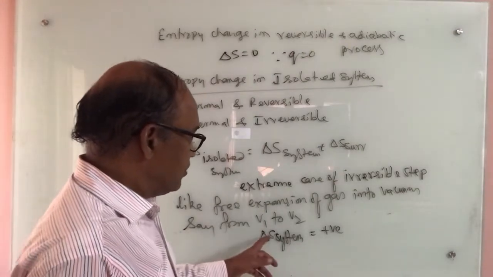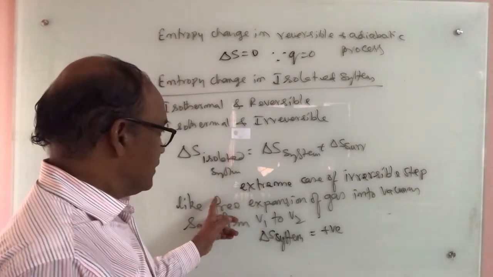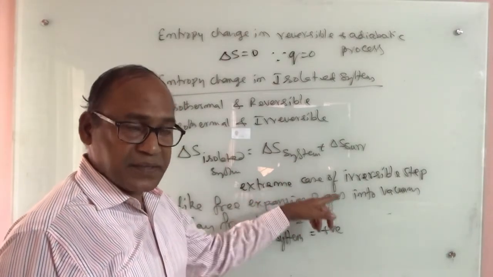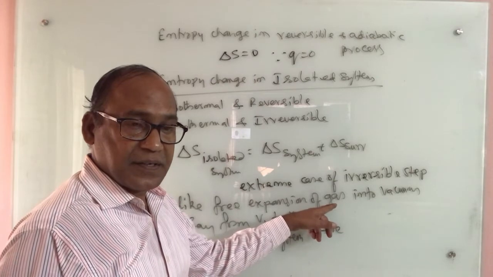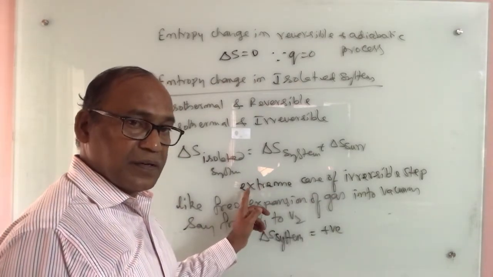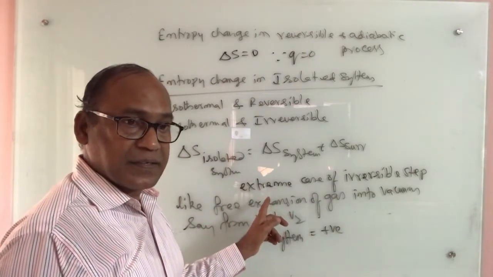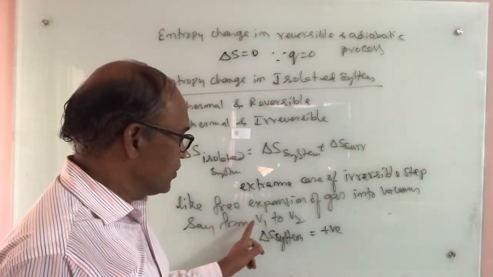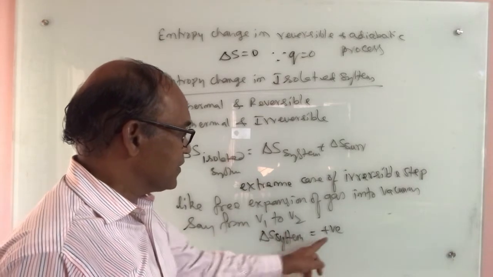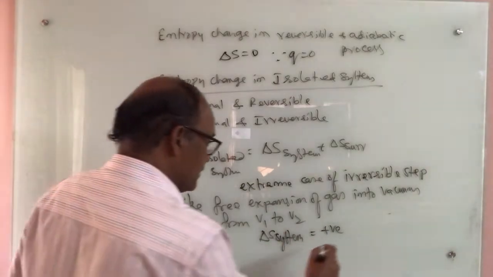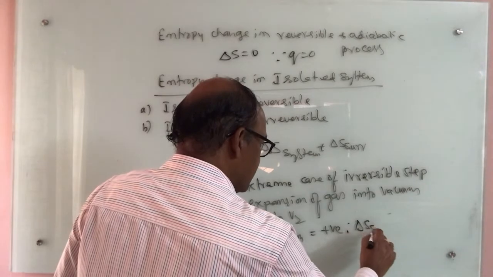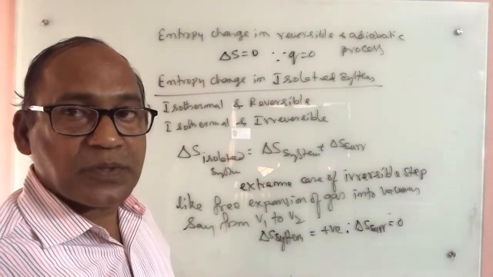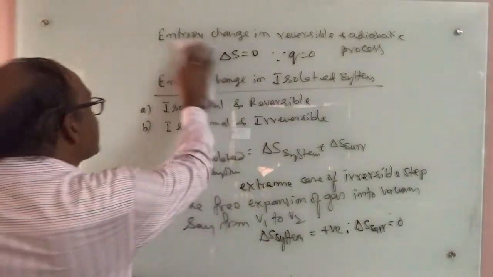And moreover, it is a state function: from V1 to V2, one state to another state. From V2 to V1, whatever the manner we conduct, the original state is reached, delta S is 0. Taking that into consideration, delta S system is positive, and delta S surroundings is 0, since there is no amount of heat lost by the surroundings.